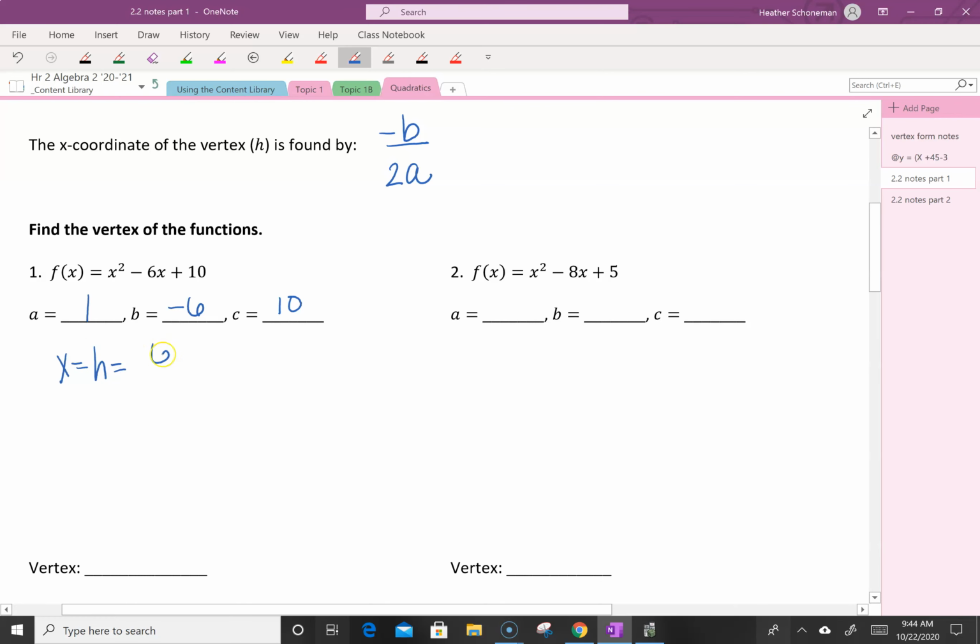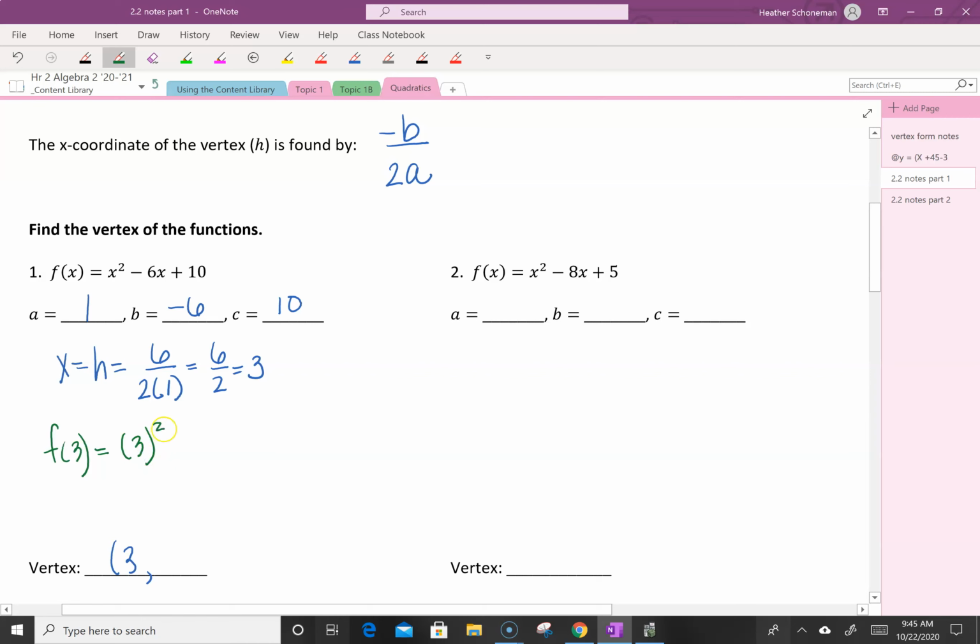So to find the vertex, we're first going to figure out what x is, or the h of the vertex, by taking the opposite of b, which is 6, over 2 times a, which is 1. So we have 6 over 2, which is 3. That's the x-coordinate of the vertex, and now we need to take that and plug that into our function so we can get the y-coordinate.